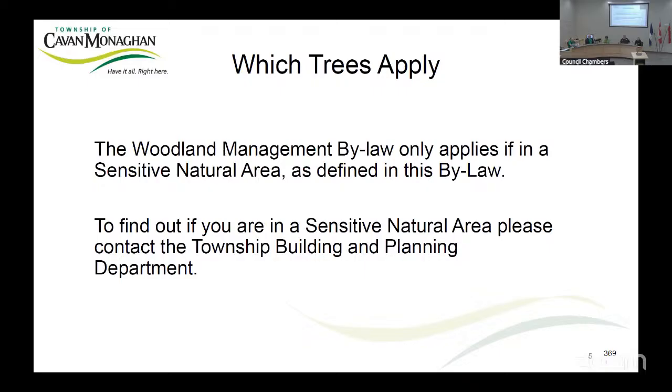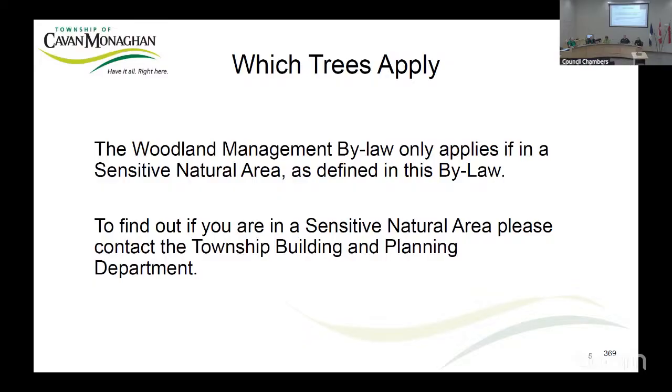So one of the many things we heard from the public and agencies was that they were looking for clarity. Hopefully we can go through a number of these things just to provide clarity to the public and to council to say what applies and what doesn't.